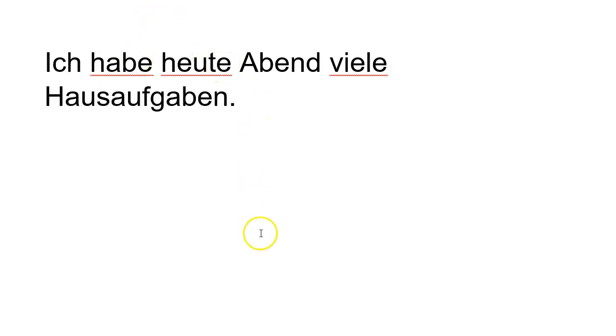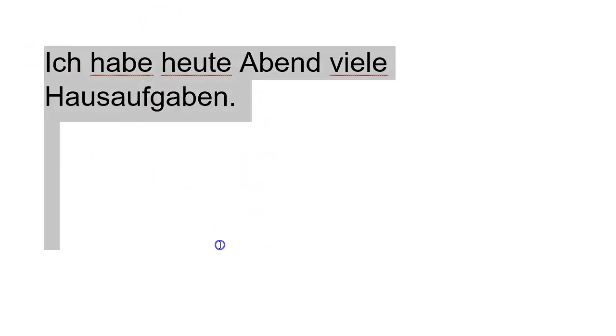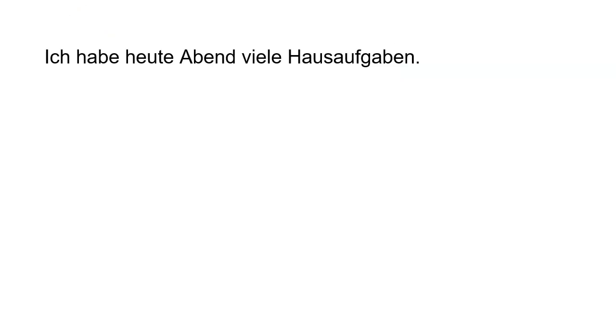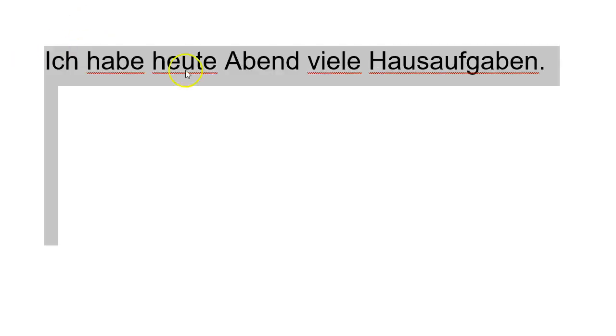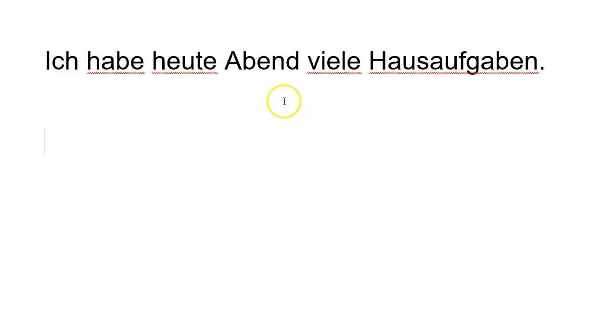Okay. And let me make this a little smaller so that it fits in one line. Okay, so ich habe heute Abend viele Hausaufgaben. So notice first position is the subject, second position is the verb, the conjugated verb. That's where it always must be, no matter what. Then we have heute Abend, tonight, and then viele Hausaufgaben. So let's try it a different way.